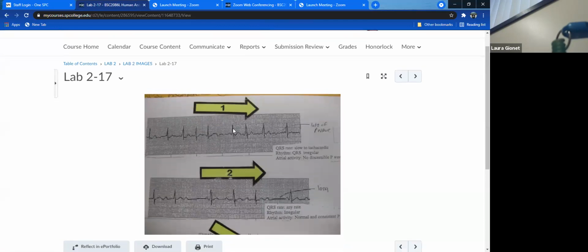Okay, then we have strips 1 and 2 here. So let's look at that, because it says no discernible P wave. All right, and that's correct. So let's start over on the left. We have, it's probably a P wave. We have a QRS and a T.